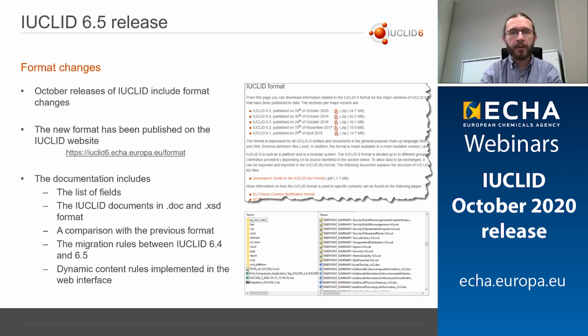The package includes the list of all Euclid fields, the Euclid documents in Word format and XSD format. You will also find an Excel file comparing this new format with the previous version of the format. The migration rules to go from Euclid 6.4 to Euclid 6.5, and also for your information, the dynamic content rules that have been implemented in some of the Euclid documents.